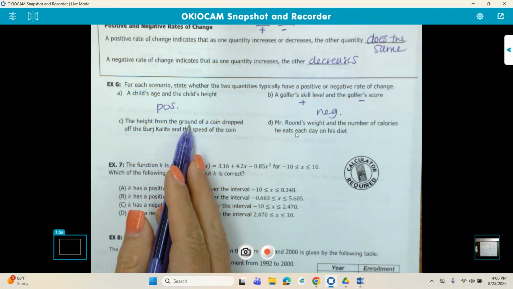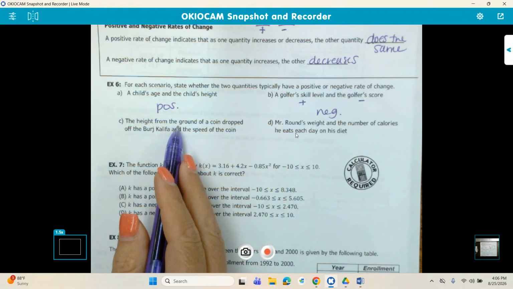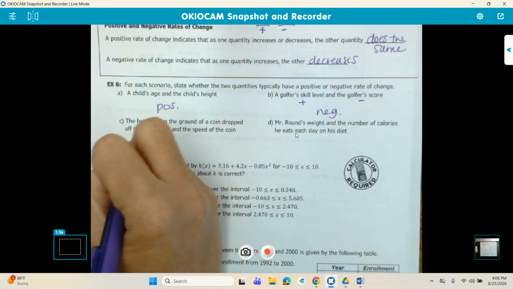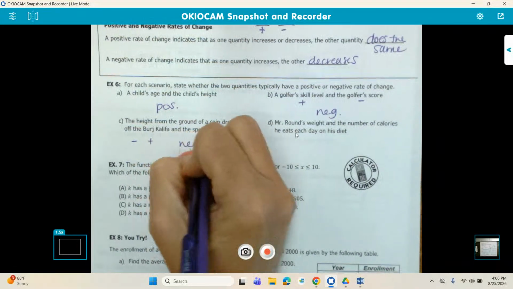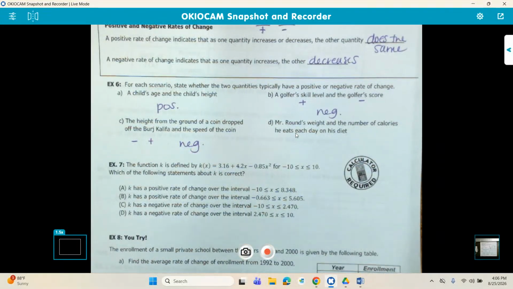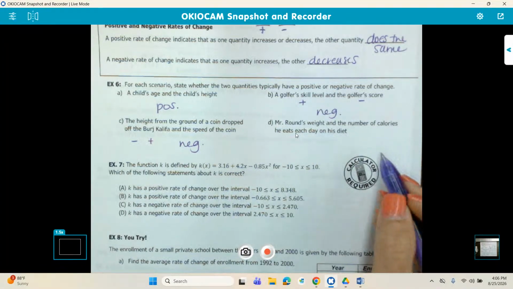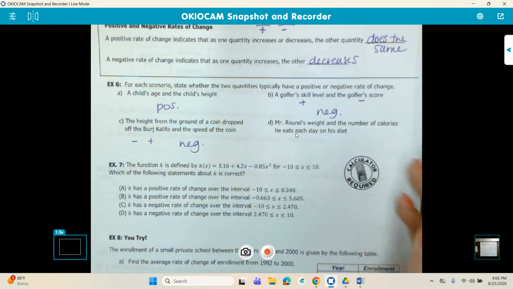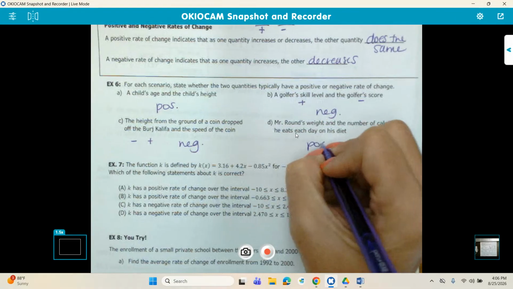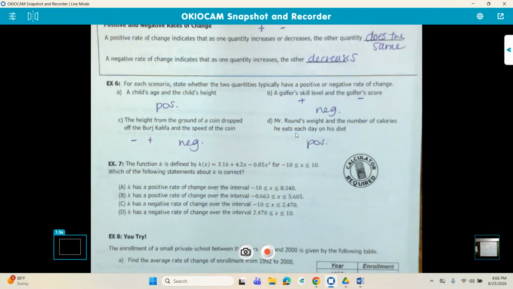The height from the ground of a coin dropped and the speed of the coin. So as the coin is dropped, the height is getting less and less. So that is decreasing, but the speed should be increasing, making that also negative. And then the weight and the number of calories on a diet. So the more calories you consume, your weight should in fact go up. Those are the same, so that will be positive.